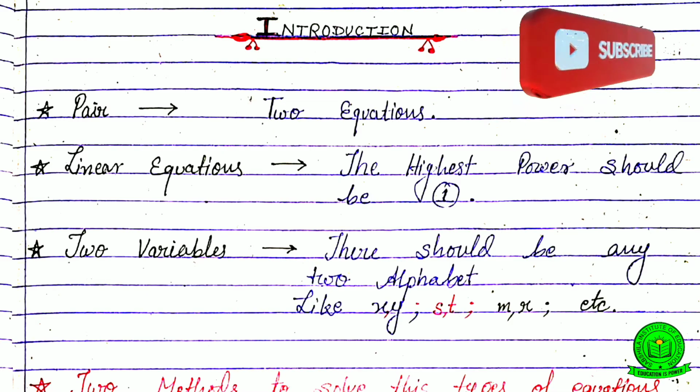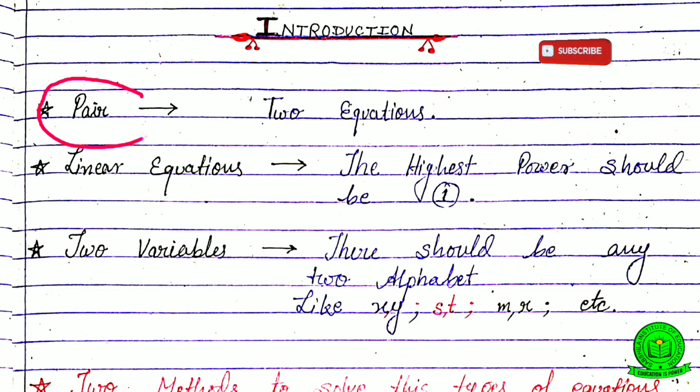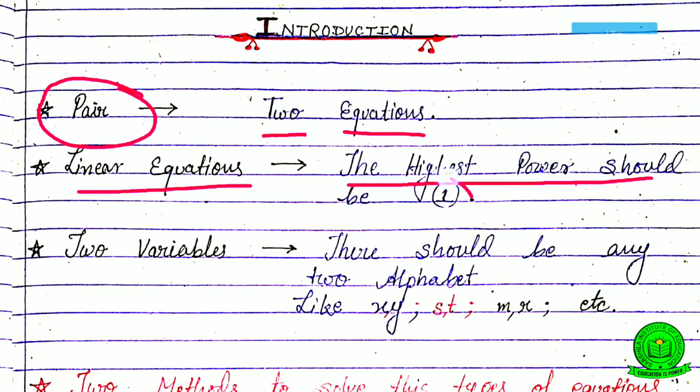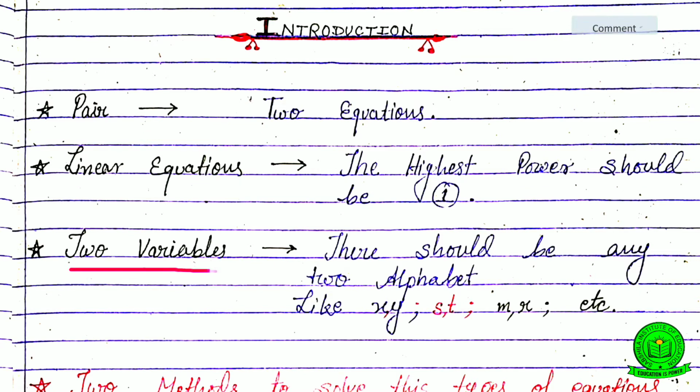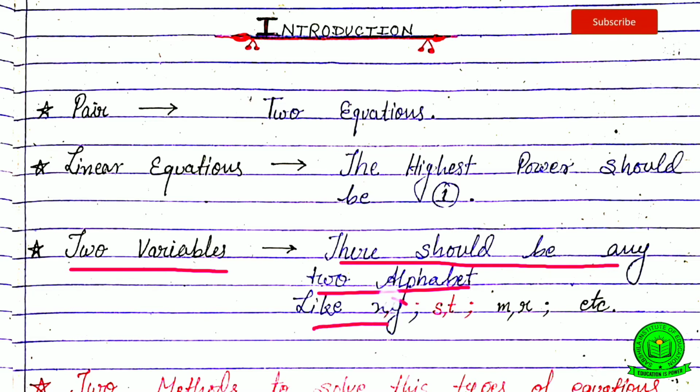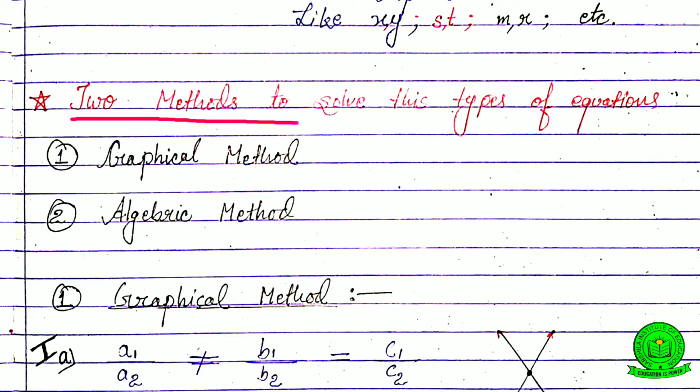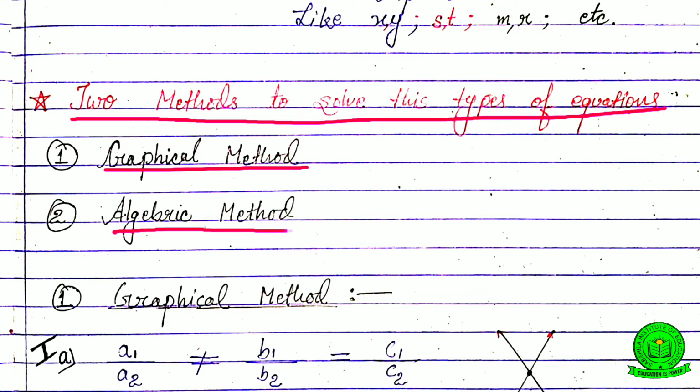In the introduction part, there is pair. Pair means two equations. Linear equation means the highest power should be 1. Two variables means there should be any two alphabets like xy, st, mr, etc. There are two methods to solve these types of equations. The first one is the graphical method and the second one is the algebraic method. We will see each of the methods.